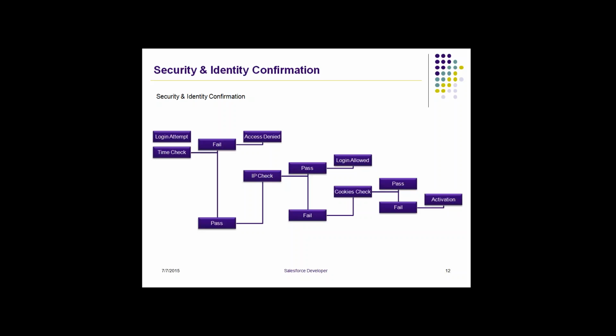But for the time check, you see, the moment it fails, access is denied directly. If the IP check fails, it goes to the other option, the cookies check. If that fails again, it goes to the other option of the activation code. What do you think can be the reason? Out of these two things, the time restriction is very strict, and it's a lot more lenient when it comes to the IP check. What may be the reason for that? Anyone? Any thoughts?